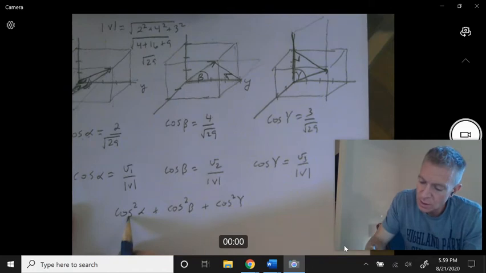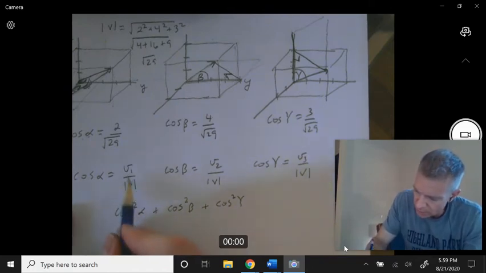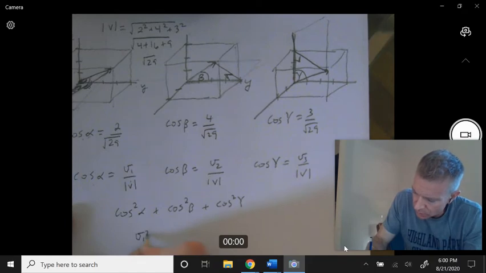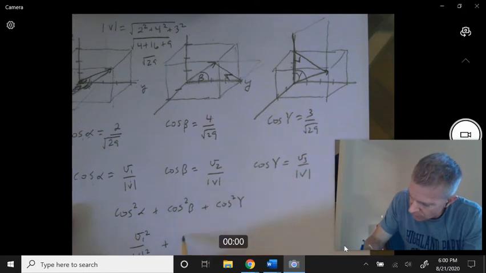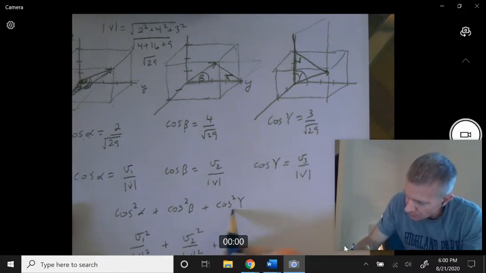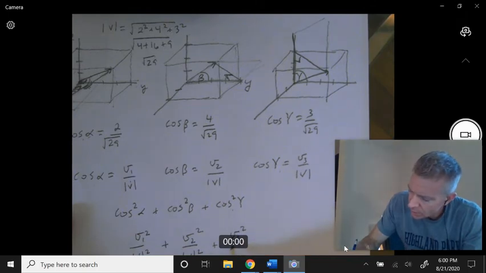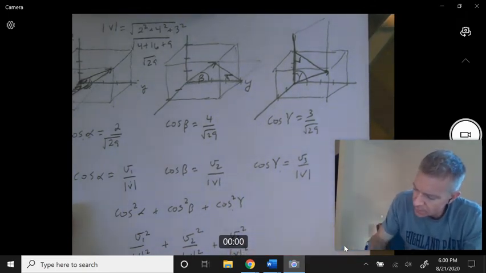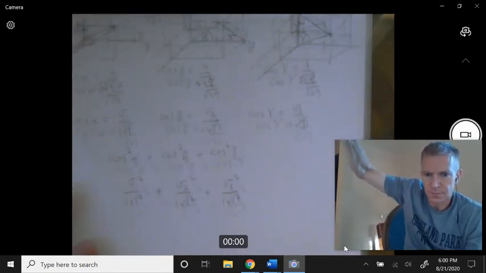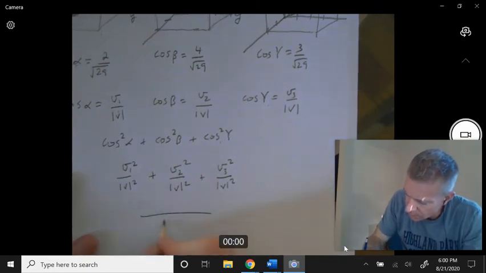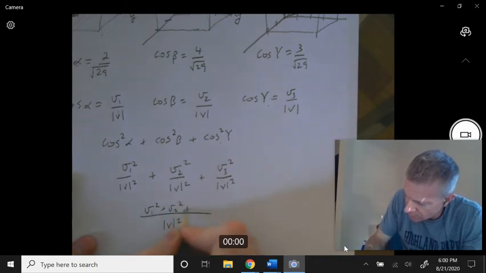Well, let's see. Cosine of alpha is this thing, so if we square it, that's v1 squared over magnitude of v squared, plus cosine squared beta, which is v2 squared over magnitude of v squared, plus cosine of gamma squared, which is v3 squared over magnitude of v squared. Notice we already have common denominators, so we can put these all together: magnitude of v squared in the denominator, and v1 squared plus v2 squared plus v3 squared in the numerator.